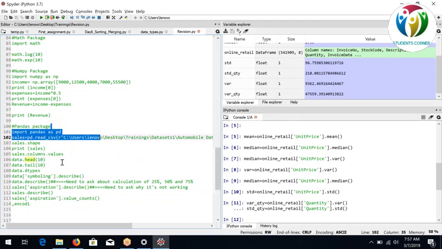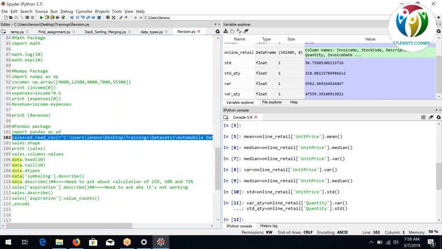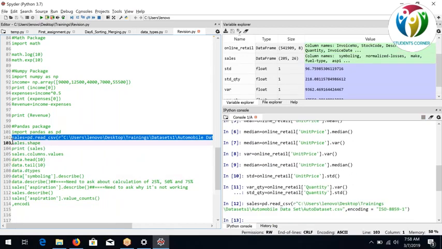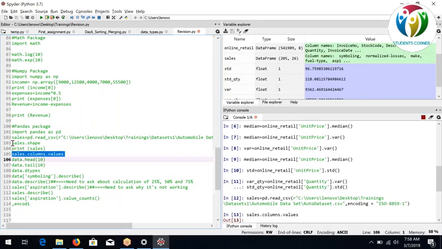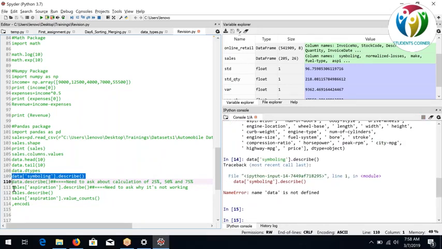Can you see? Yeah, I can see. Here it is that I have calculated it in the sales. This is working, data is imported successfully, and this is also working, it's giving the names of columns. But when I am getting the definition, getting the information on a particular variable, it says data is not defined.